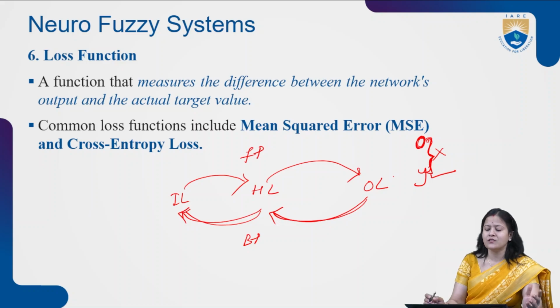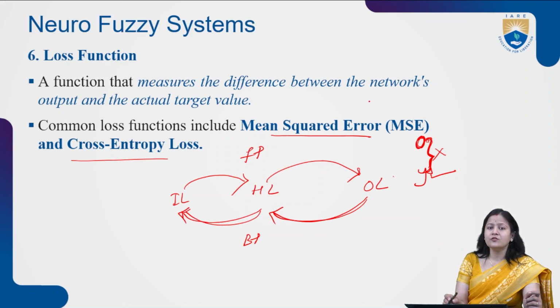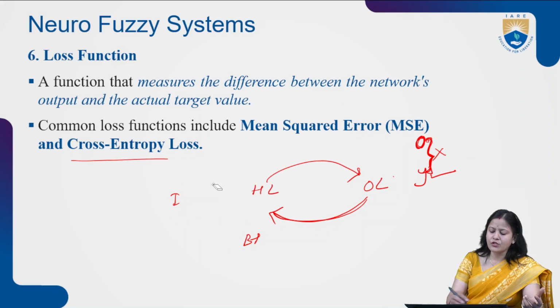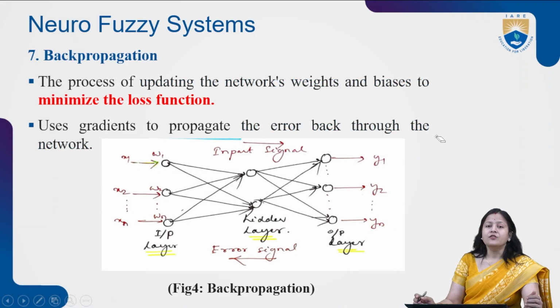So various loss functions are used to define this gap between the targeted output and the original output, using the mean squared error or cross entropy loss. A function that measures the difference between the network's output and the actual target value can be defined using the loss function. As I have already discussed what back propagation means, here it is defined: the process of updating the network's weights and the biases to minimize the loss function.